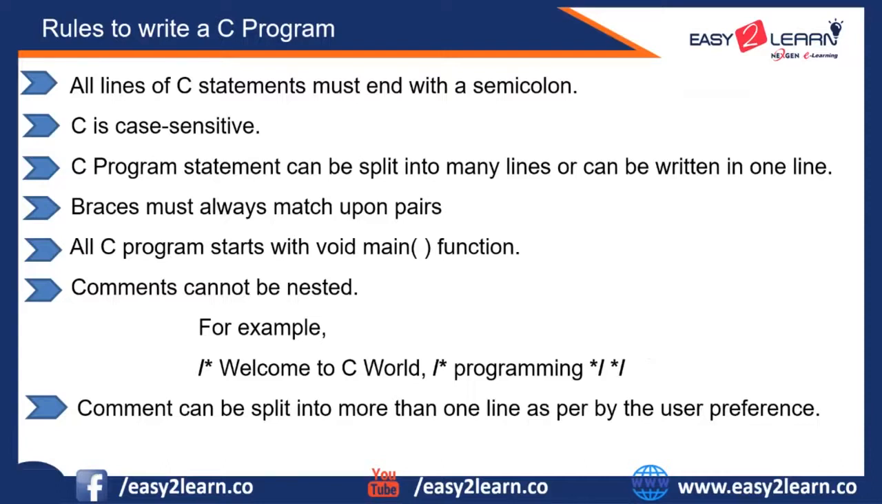Braces must always match in pairs. Every opening brace must have a matching closing brace. All C programs start with the void main function. Comments cannot be nested, for example, as shown here in the slide. A comment can be split into more than one line as per the user's preference.